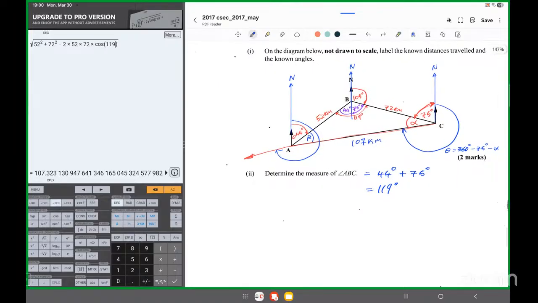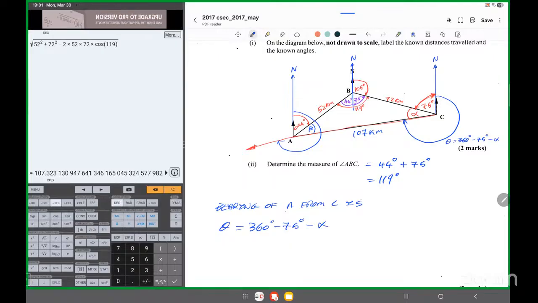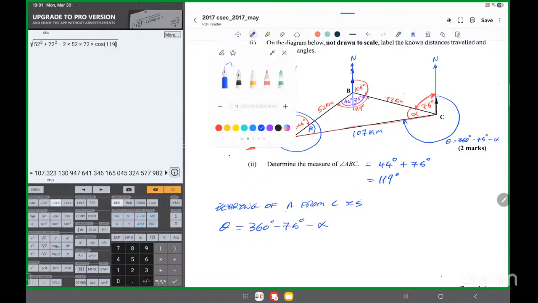All right, let me do it and then copy it. So we're going to use the sine rule. Let's do the calculation here. The bearing of A from C is theta, which is 360 degrees minus 75 degrees minus alpha. And I'm going to use the sine rule for the alpha right here.